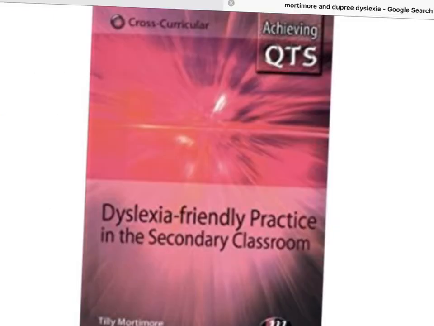Once you've chosen your topic, you need to start to read intensively about the subject that you've chosen. So for example, if you choose to study dyslexia, find books that you know will be relevant. This book is perfect for you. It's all about achieving QTS. It's cross-curricular, so it's got specific ideas for design technology teachers or maths teachers, and it's for the secondary classroom. So look for books that you know are going to be immediately relevant for your purposes.